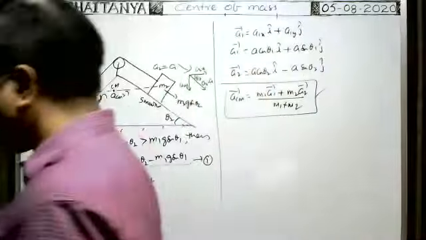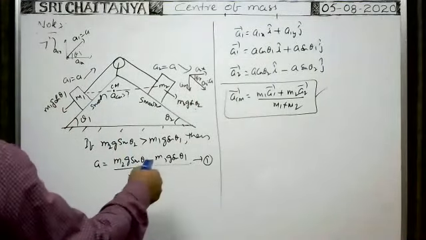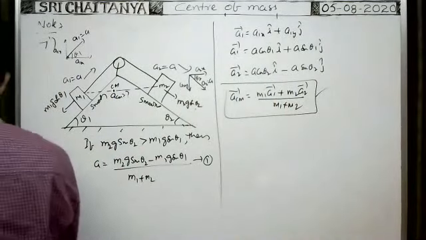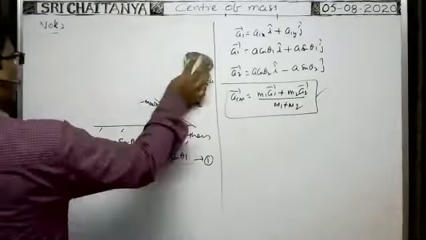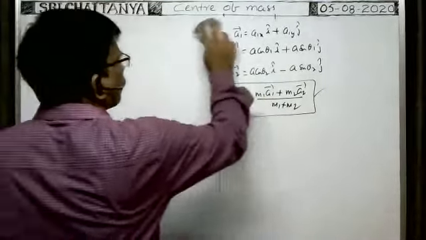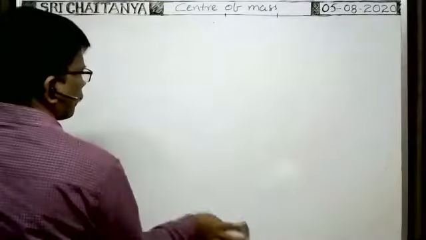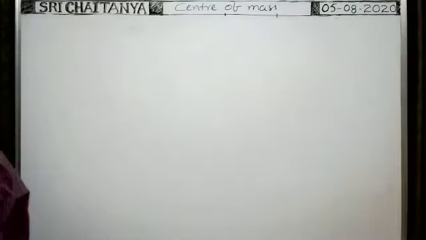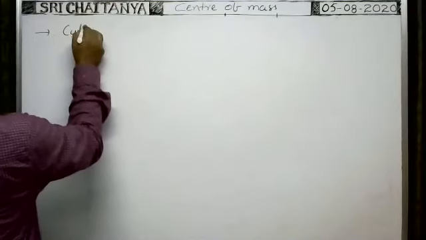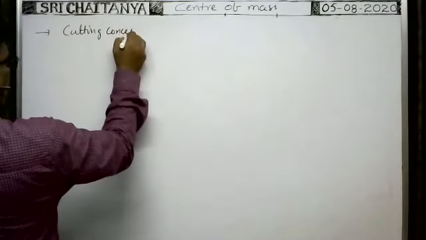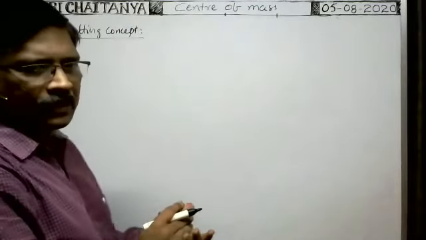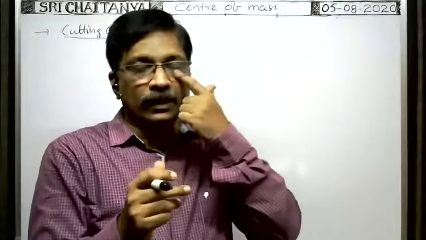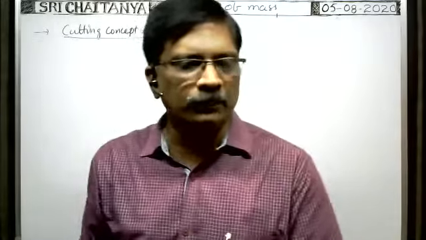Okay. Next, cutting concept, the last point. Cutting concept means it is not the hair cutting. So when a part of one body is removed, what happens to the position of the center of mass? That is the case. Okay.